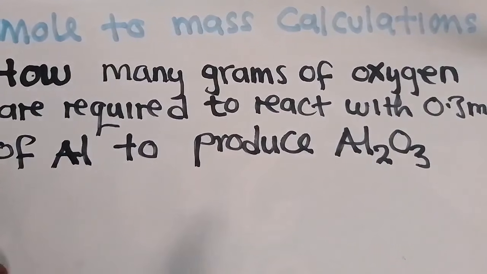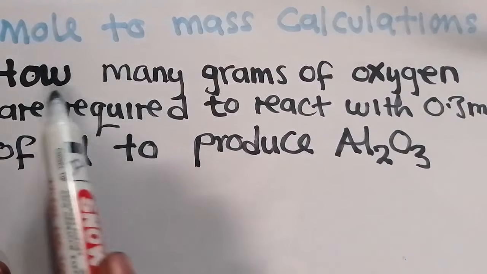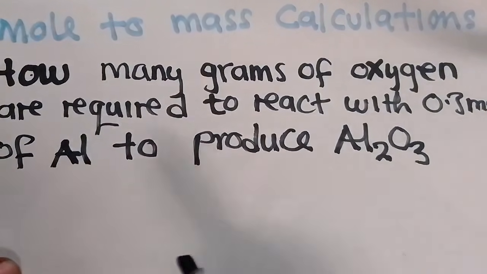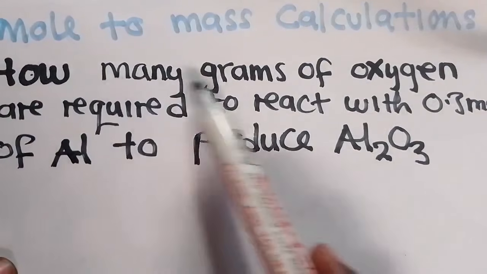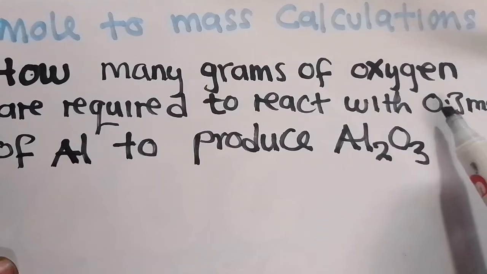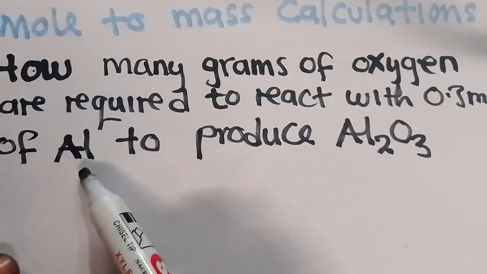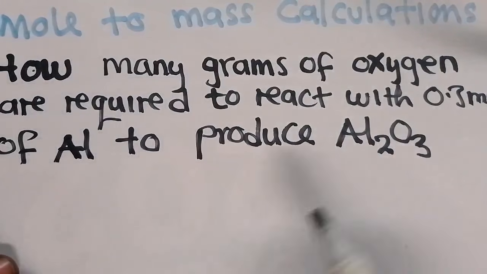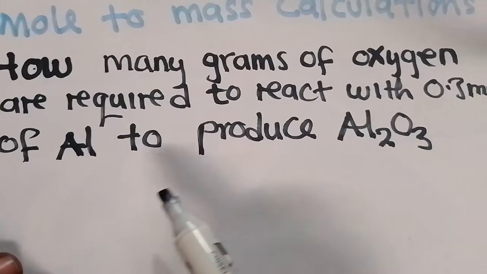So this other part is the mole to mass calculations. This is an example which I've written here: how many grams of oxygen are required to react with 0.3 moles of aluminium to produce aluminium oxide? So this is a question. What is the first thing you need to do?